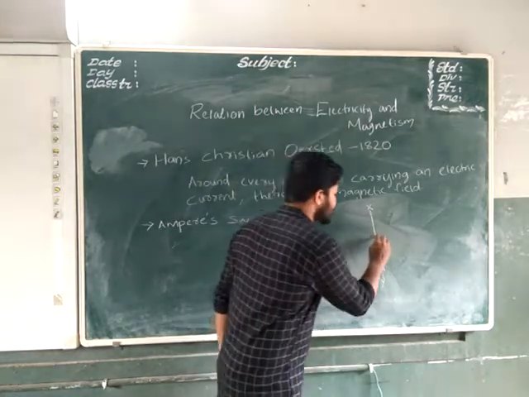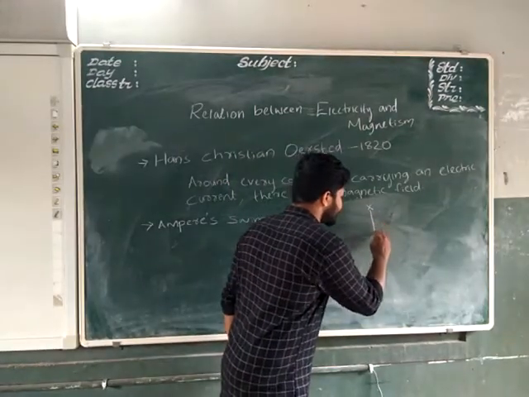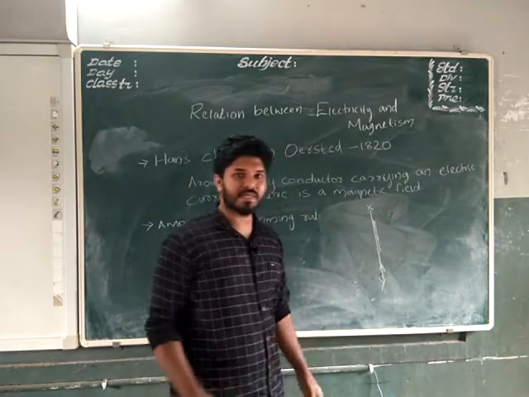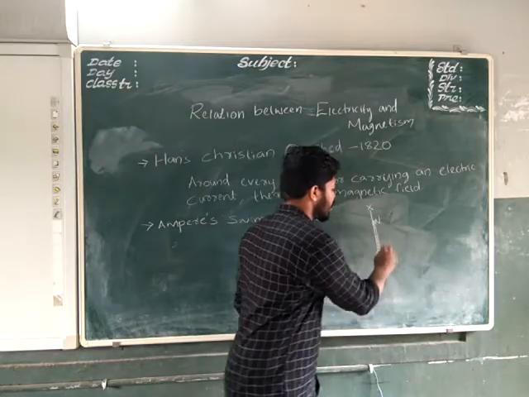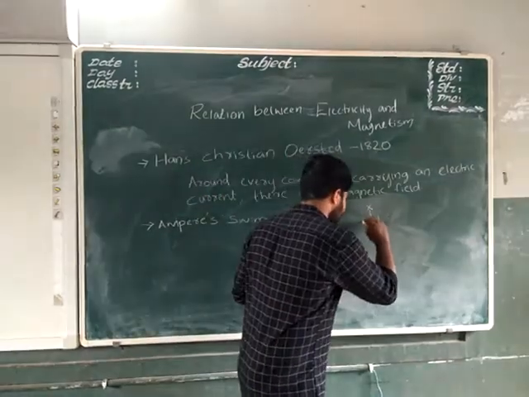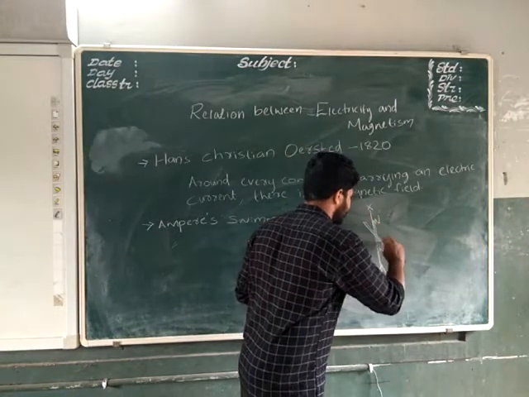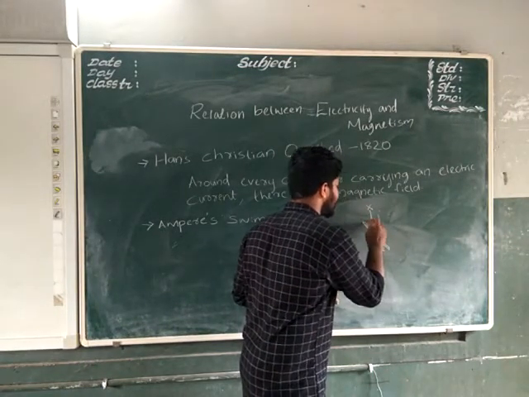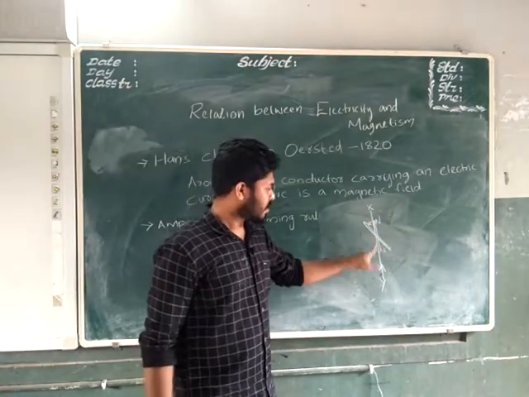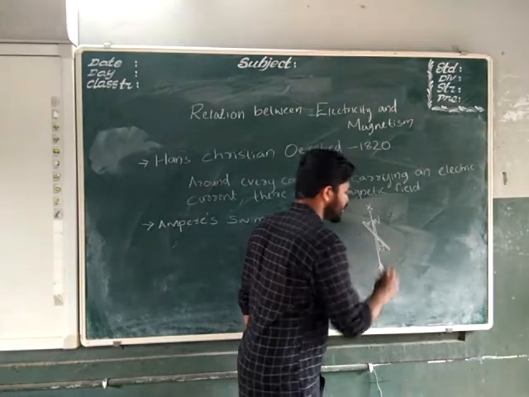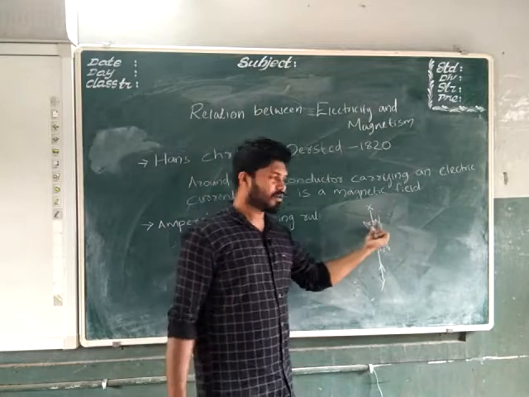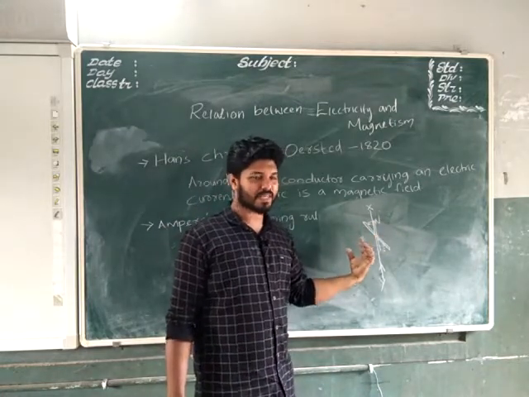If there is a magnetic needle placed here, its north pole is deflected towards the left side. Left side means it is deflected to this side. So the north pole of the magnetic needle is deflected towards the left side in this case.